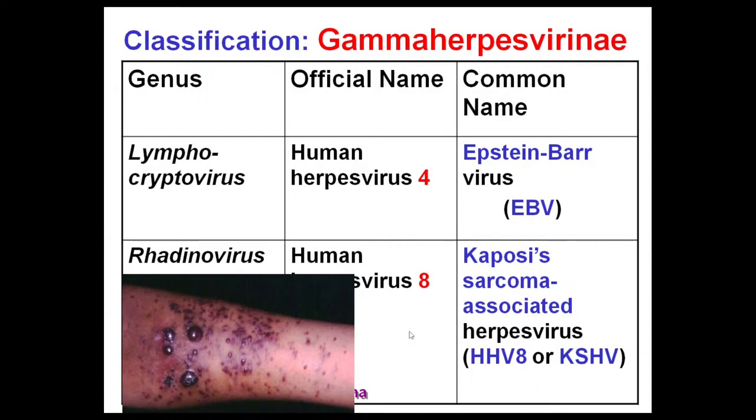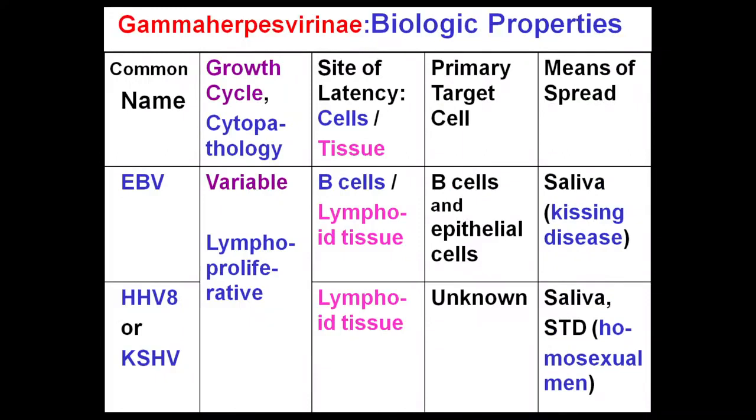Now a few words about gamma herpesviruses. We have two: Epstein-Barr virus, HHV4, and Kaposi sarcoma virus, that is HHV8. Their biological properties: the primary target cells are B lymphocytes and epithelial cells for EBV, and maybe the same for HHV8. The site of latency is lymphoid tissues, and the primary target for EBV is B cells of almost all stages of their differentiation. EBV is called kissing disease because the most common transmission occurs in children and teenagers through kissing.